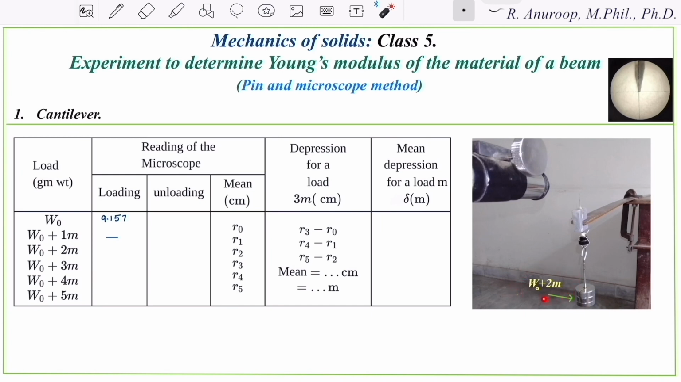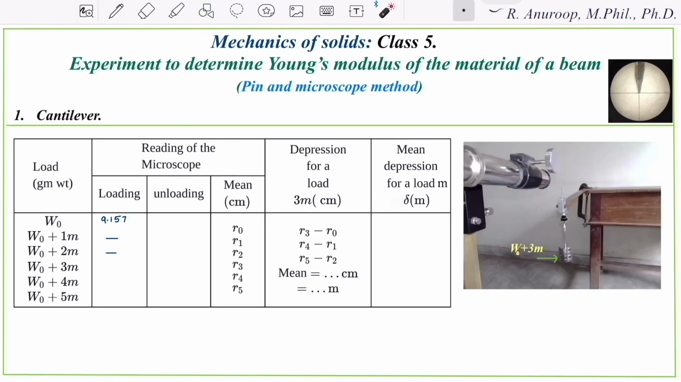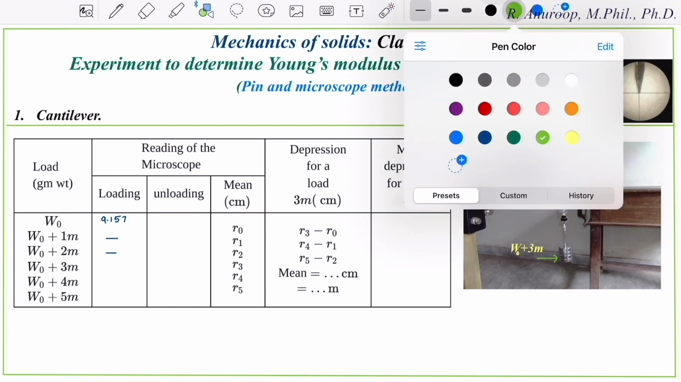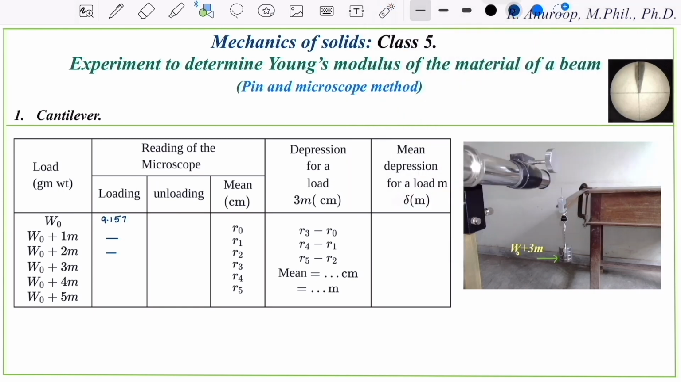Now add a mass 1m again. So the total weight is W0 plus 2m. Then the microscope reading is noted. The microscope is adjusted so that the horizontal crosswire of the microscope coincides with the tip of the pin, and then note the corresponding reading and write it in the column. Now add a weight to make W0 plus 3m. The microscope reading is noted and write the corresponding reading in the loading column.